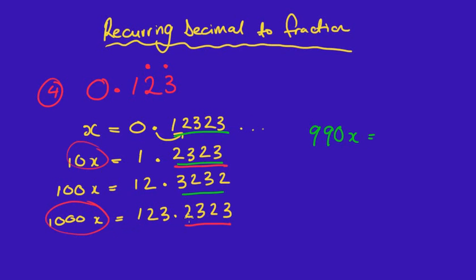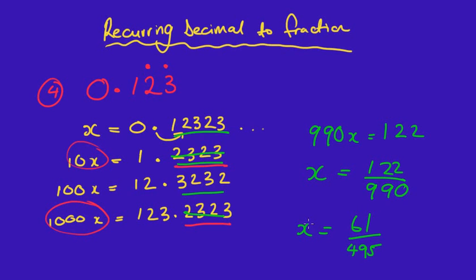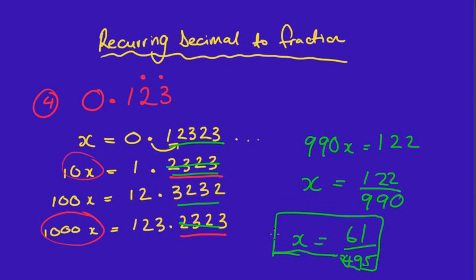123.2323 take away 1.2323 equals 122. So x equals 122 all over 990. Now again, I could halve that if I wanted to. So it's going to be 61 over 495, I believe. I hope that's right. I'll do that quite quick. Okay, and I've got my simplified fraction.